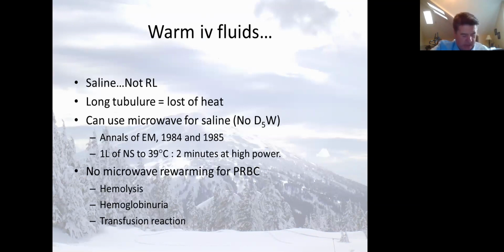Fluids: plain old saline. You're not going to use lactated Ringer's. Use shorter tubes if possible, because the more the fluid travels through the tube, the more heat you can lose. You can microwave, as I said, 1 liter of normal saline to 39 centigrade. That's about 2 minutes at high power in most standard microwaves. Don't use microwaves for blood. Blood comes from the lab cold, so if you have to give blood, you're going to give it cold, because if you microwave blood, you get hemolysis and breakdown.